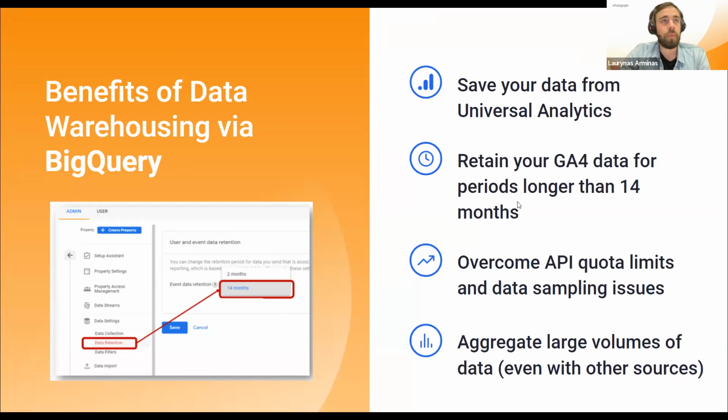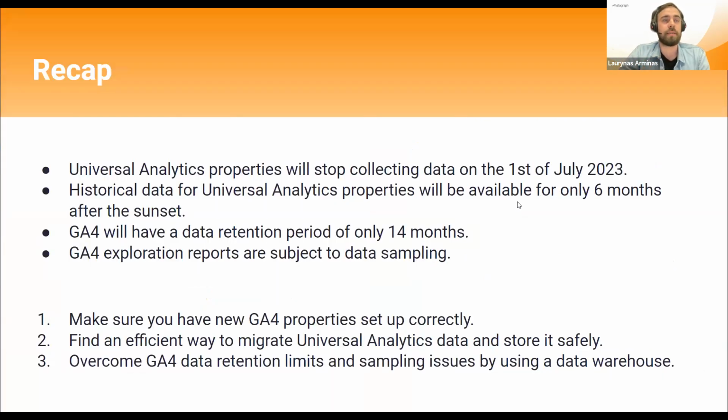If you want, you can just revisit this slide, and it will have the most important information for you. Universal Analytics properties will stop collecting data on the 1st of July, 2023. Historical data for Universal Analytics properties, with an exception for 360 clients, will be available for 6 months after the sunset only. Later, you might never get that data again if you didn't manage to save it. GA4 will have a data retention period of only 14 months, and GA4 exploration reports are subject to data sampling.